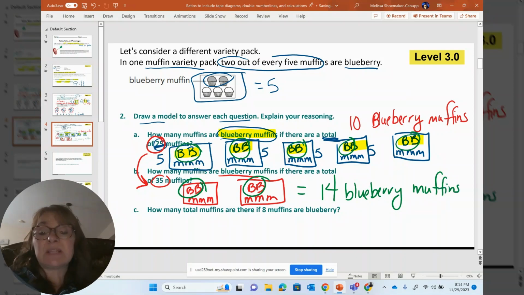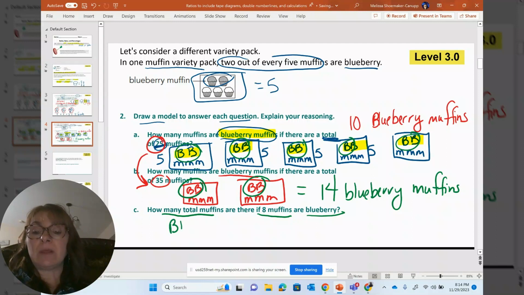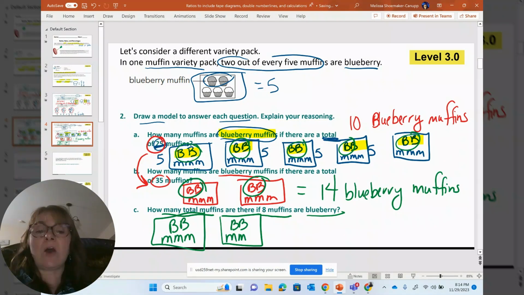The next one's slightly different. How many total muffins are there if 8 of them are blueberry? So we're going to repeat the pattern. Every time we draw this pattern, we have to do it completely. 2 blueberries, 3 muffins. We don't know what kind they are. I'm going to keep doing this until I get how many blueberry.